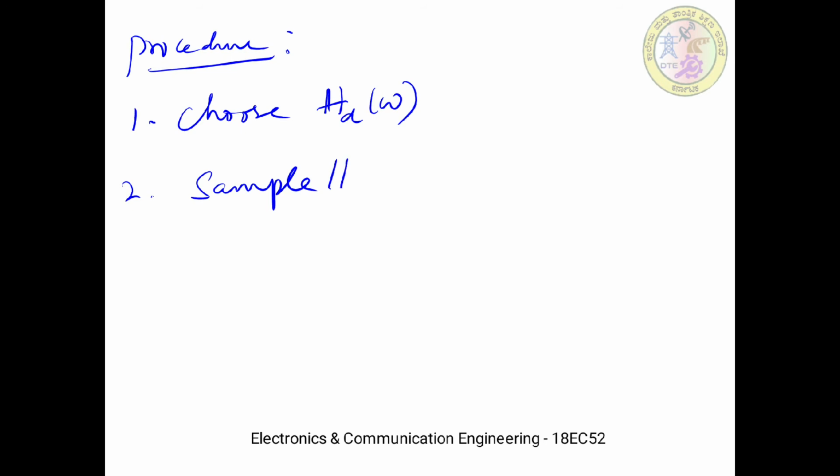First point: choose the desired frequency response Hd of omega. Then the second point is we have to sample Hd of omega, where we have to sample at M points.